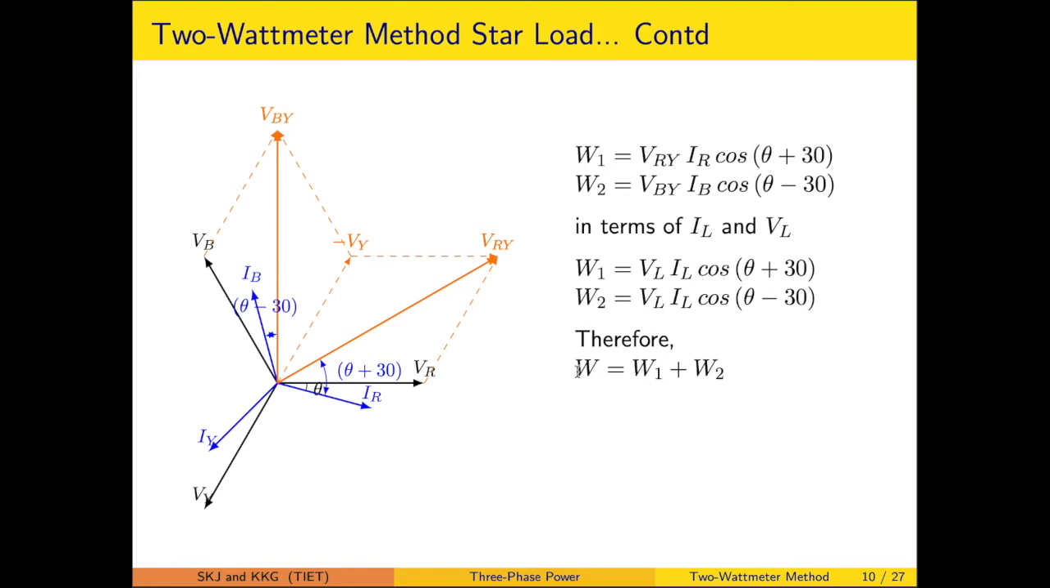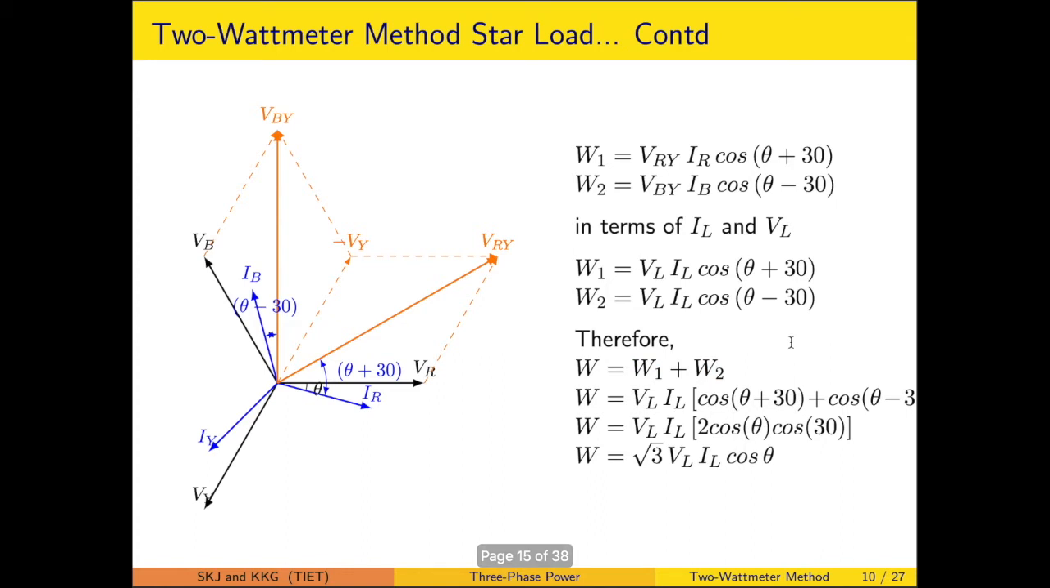So the total power will be W1 plus W2, and that particular is coming out to be root 3 IL VL cosine of theta. So this particular is the algebraic manipulation. You will be expanding cosine of theta plus 30 like, say, cosine theta cosine 30 minus sine theta sine 30 term. Similarly the other term is expanded, so it results in the expression which is ultimately giving us the value of power, root 3 VL IL cosine of theta.